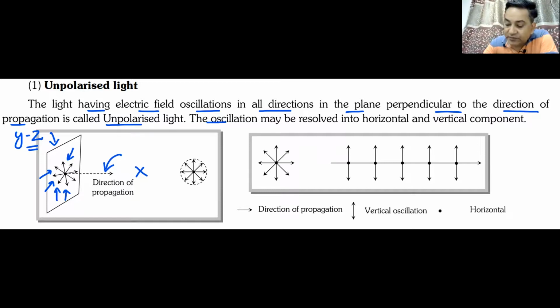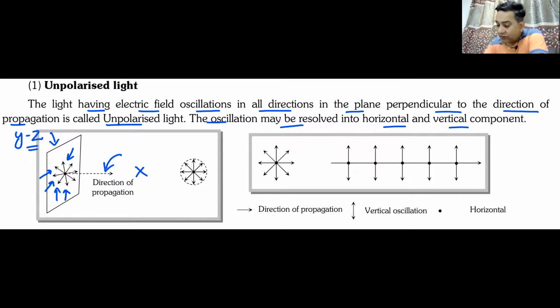Now, this oscillation may be resolved into horizontal and vertical components. Do we understand this? Yes, sir. Light is moving like this. Can you see this? The direction of the pen is the direction of propagation of light, and your electric field will be in this plane. Now, in this plane, you can resolve it in the horizontal direction and the vertical direction. Do we understand this? Yes, sir. So this type of light, which is your normal light, is known as unpolarized light.